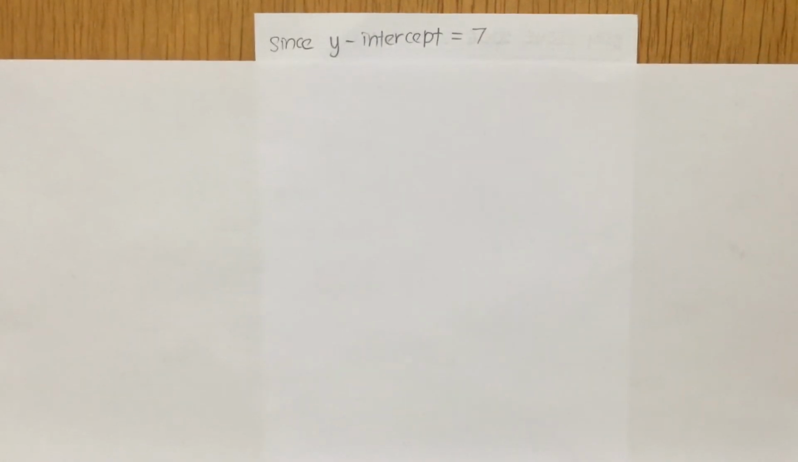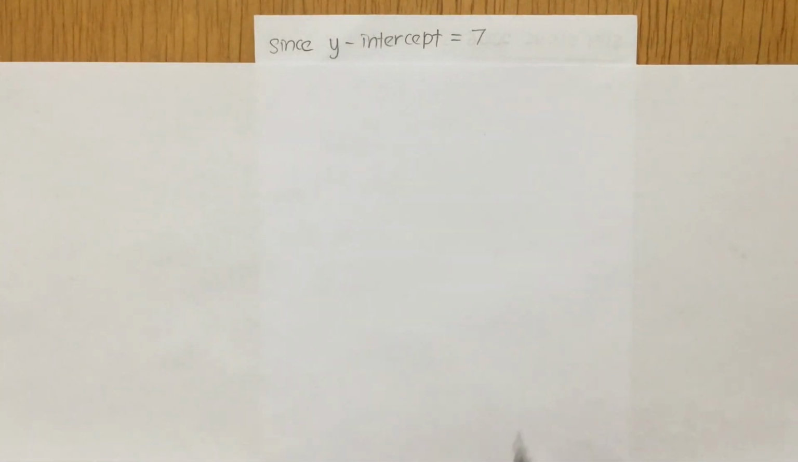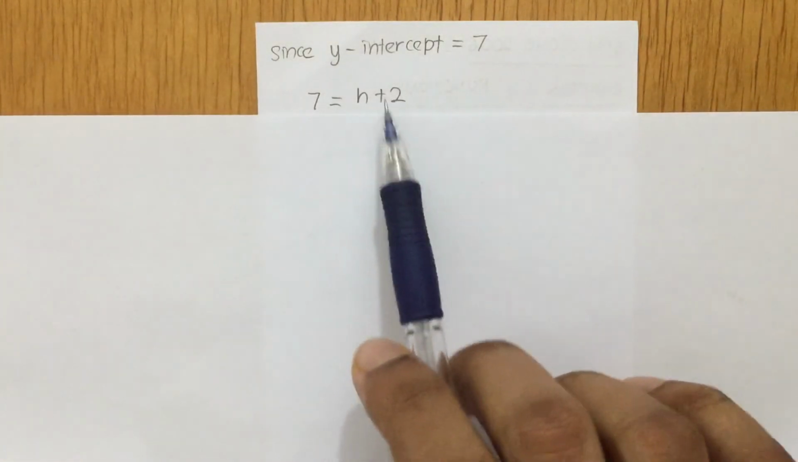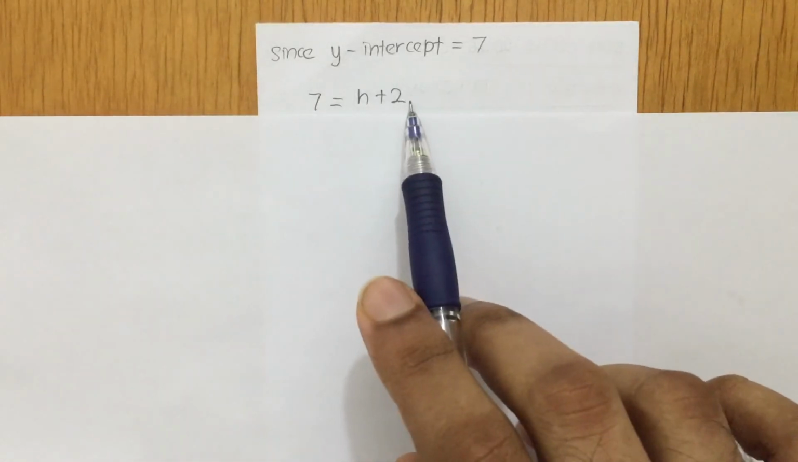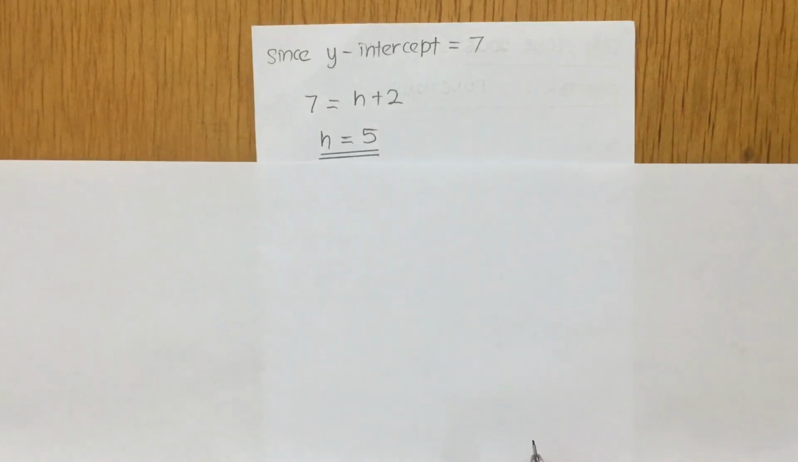Okay, I hope that you have noticed the y-intercept value, guys, that we found during the linear form, where your y-intercept is equal to 7. So since your y-intercept is equal to 7, you can immediately substitute the 7 into the c. So 7 is equal to h plus 2. So to find the h, what do you do? 7 minus 2. So this 2 you move over to the left hand side. So from here, you should get your h is equal to 5.